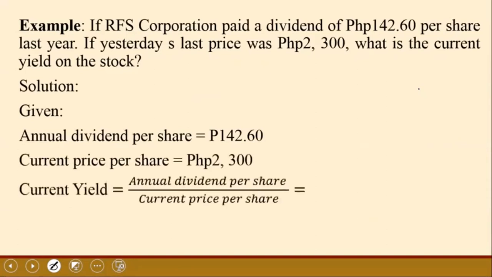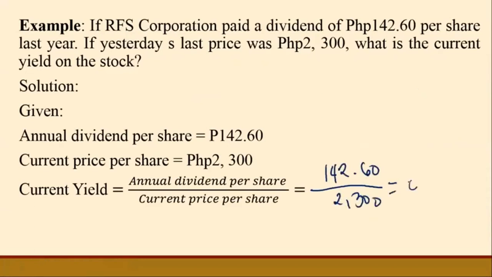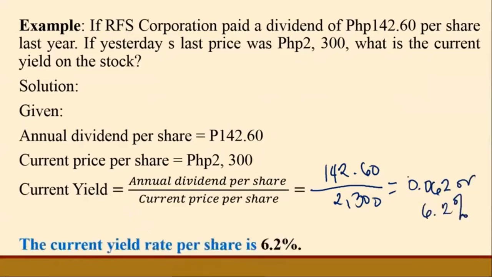In computing for the current yield, we are going to use this formula. Just substitute the given information: 142.60 over 2,300. This is equal to 0.062 or 6.2%. So that is the current yield rate per share, 6.2%.